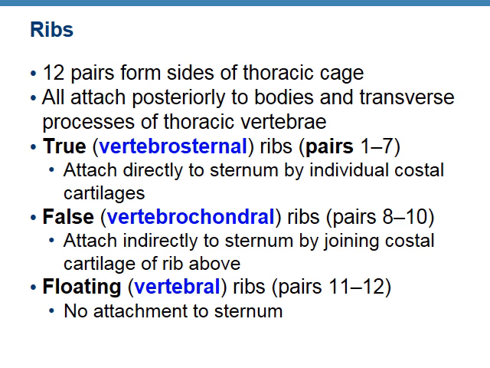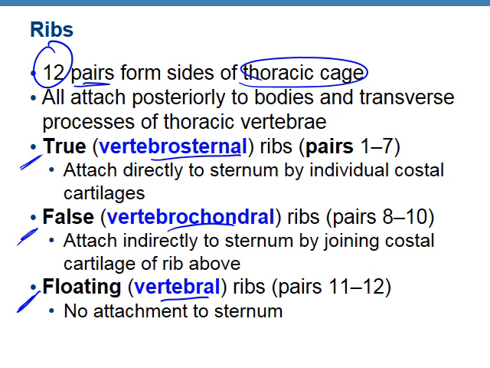Next, we have to look at the ribs. So there are 12 pairs of ribs that form the thoracic cage. And we have different types. We have true, false, and floating that you might be familiar with, but we need to know the big anatomy words, right? So vertebrosternal, vertebrochondral, vertebral. It makes a lot of sense when we look at them, so we're going to have to just wait till we get to the figure.